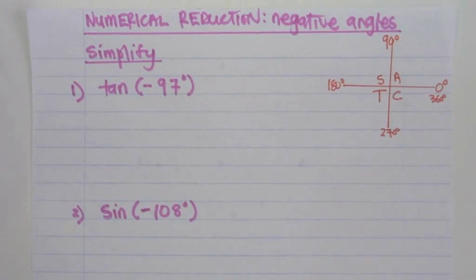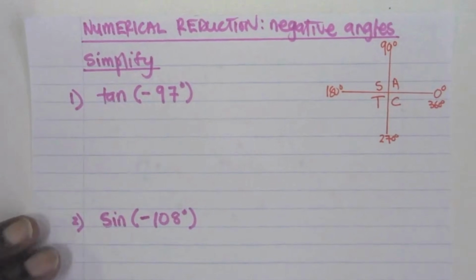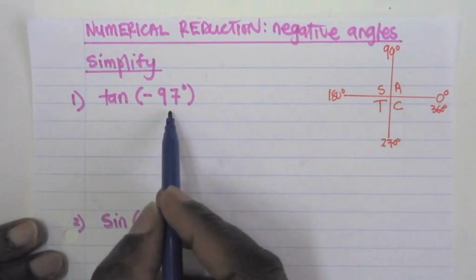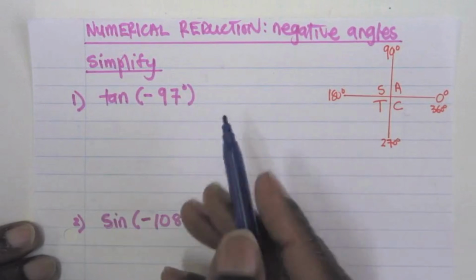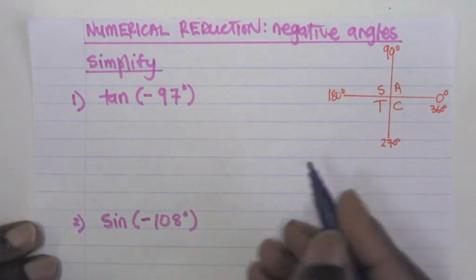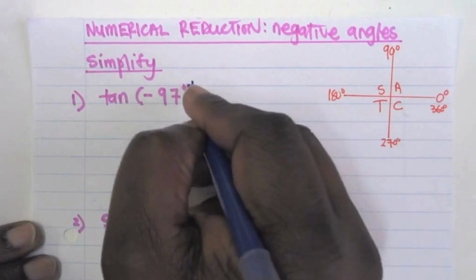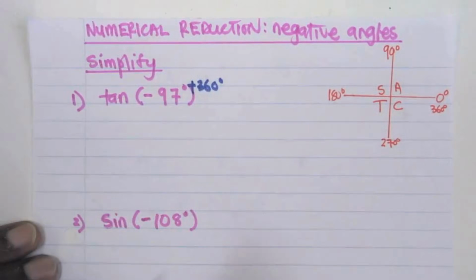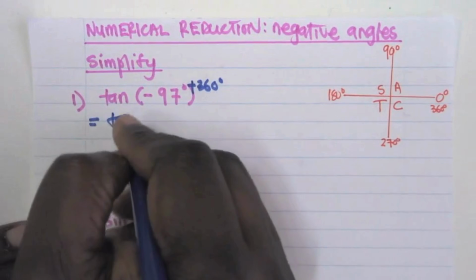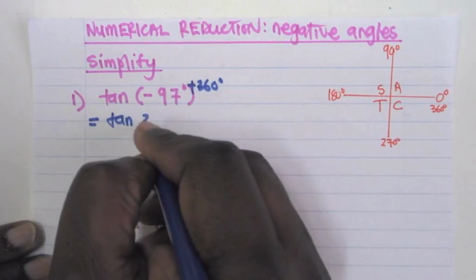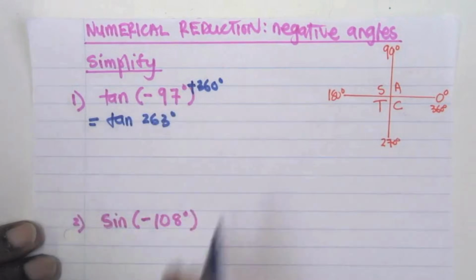In today's lesson, we're going to look at numerical reduction with negative angles. In number 1, we are given tan of negative 97 degrees. When we have negative angles, we must always add 360 degrees first. And if we do that, we are going to get tan of 263 degrees.